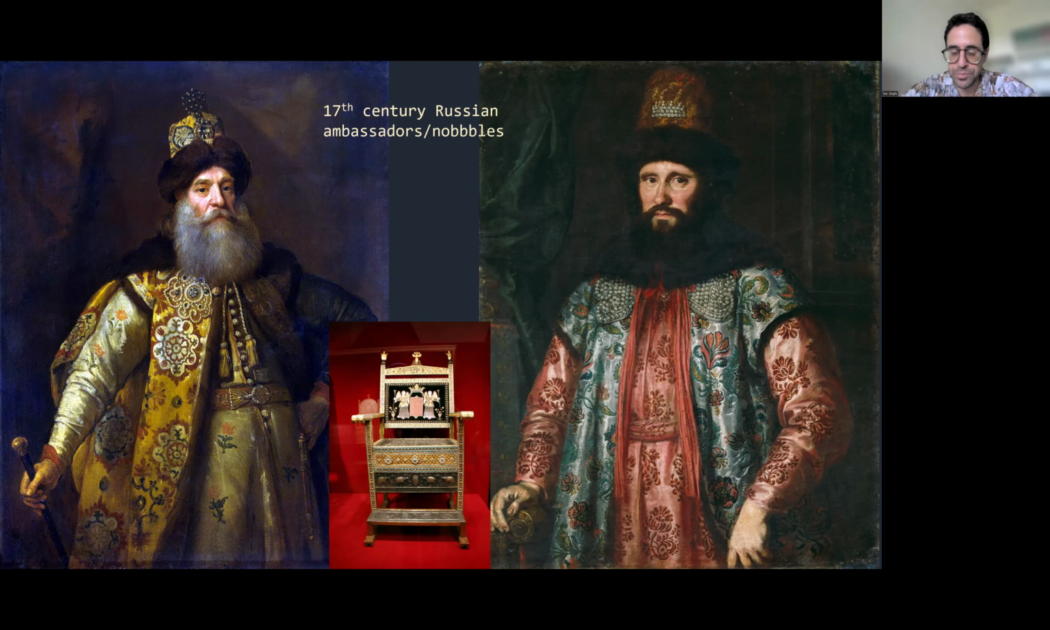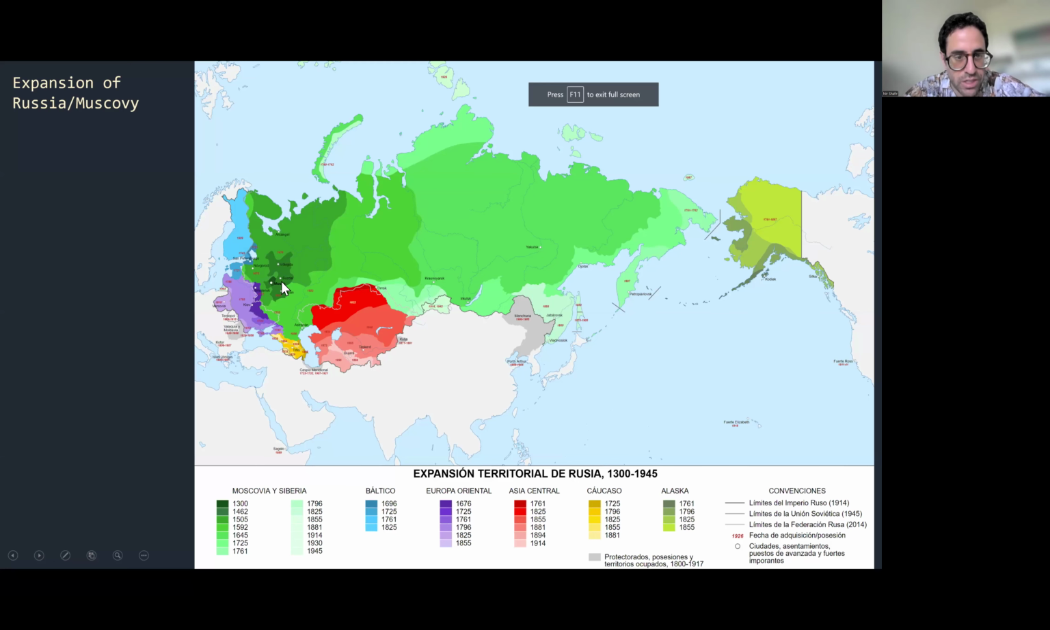By the way, you can see just how Muscovy starts here, is expanding here, but by 1533 is basically controlling this area, and this is what's bringing it into interaction with the Ottomans as it engages with them in the Caucasus.